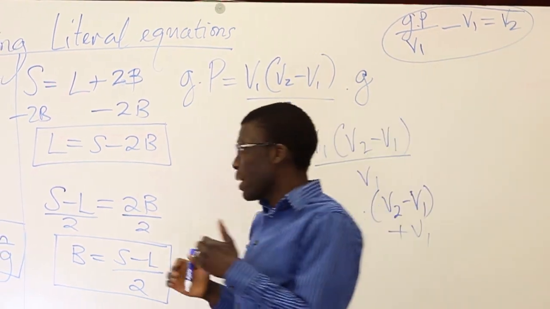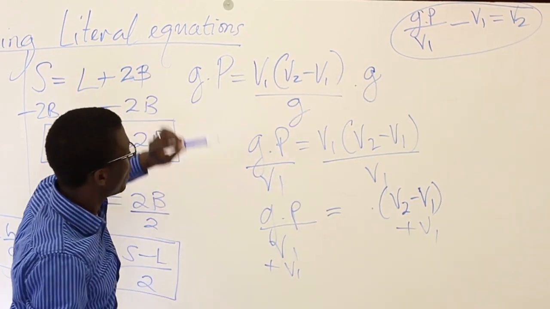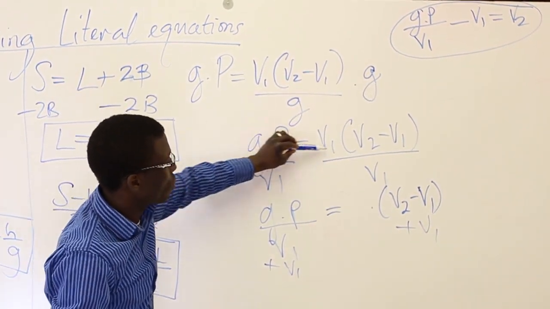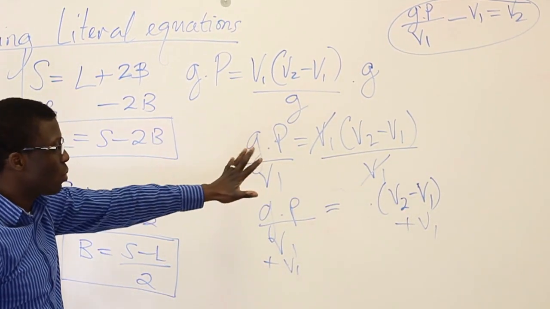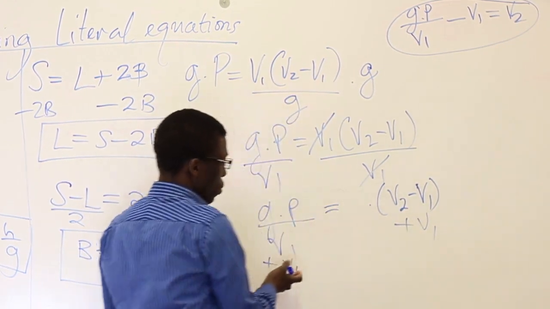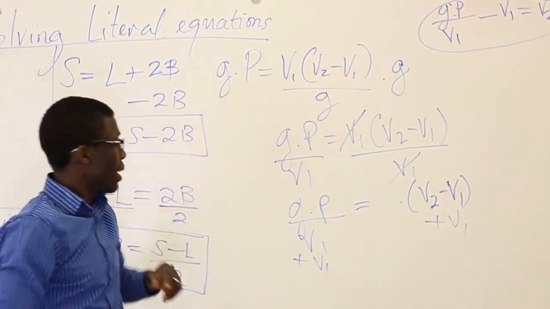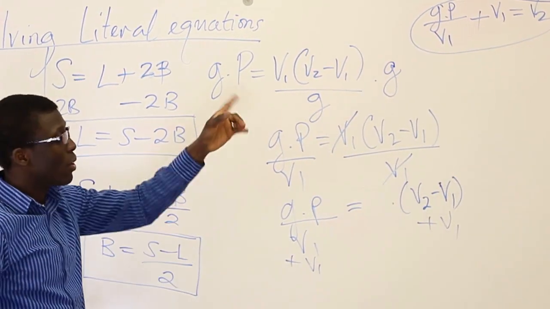If you look at it step by step, what we did was we had G, we multiplied both sides by G, so we got GP is equal to that. Then we divided both sides, so it's good to cancel that out so you don't forget that you've removed that. Then you add V1 to both sides, and that will be your final answer on the right side of the board.